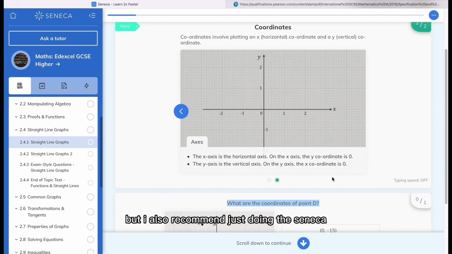But I would also recommend just doing the Seneca. You can do this whole Seneca in literally one day. You have enough time to do this. If you're really focused, it could take you the whole day, 24 hours, or a few days. Go through all the topics on a consistent basis. Learn everything and make the most use out of it. I recommend it to a large extent.